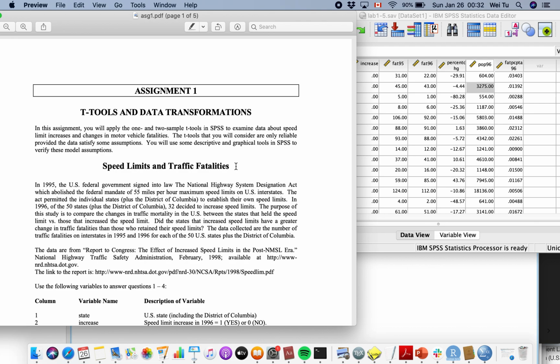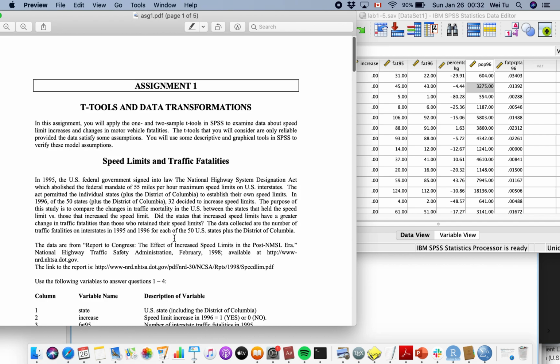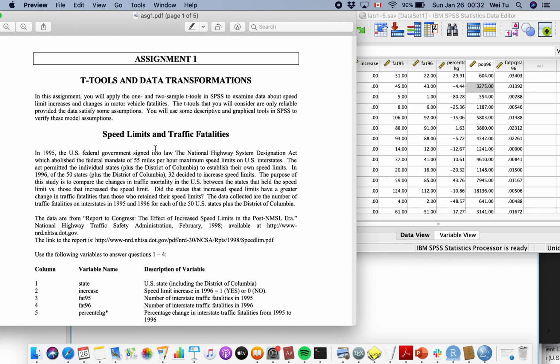Okay, so let's talk about lab 1. I'll try to be efficient and cover the main points we did in class this week. This one is about the t-test, and the background story is that we're investigating the relationship between speed limits and traffic fatalities. In 1995, the US government said each state has the chance to increase the speed limit, and out of the 50 states and DC, 32 of them decided to increase the speed limit, which means 19 of them retained the limit.